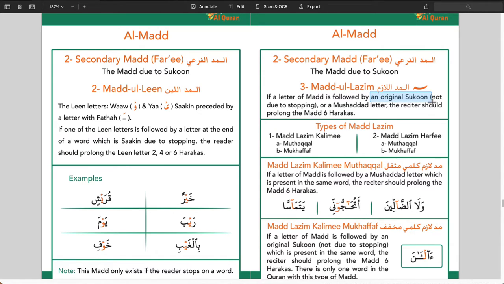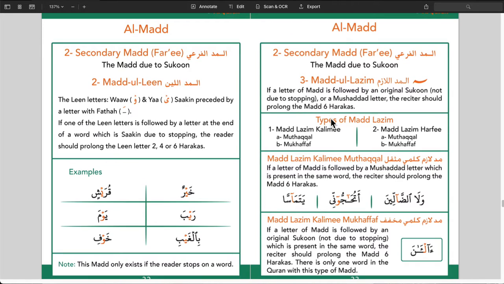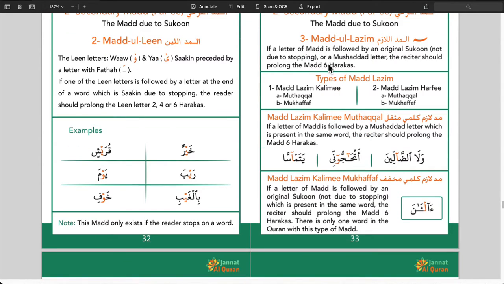an original sukoon or a mushaddat letter. Okay? If a mad letter follows those two, the reciter should prolong the mad 6 haraka. Okay, that's where things are becoming interesting. 6 haraka. Okay, under this category of mad lazim, we have two, right?